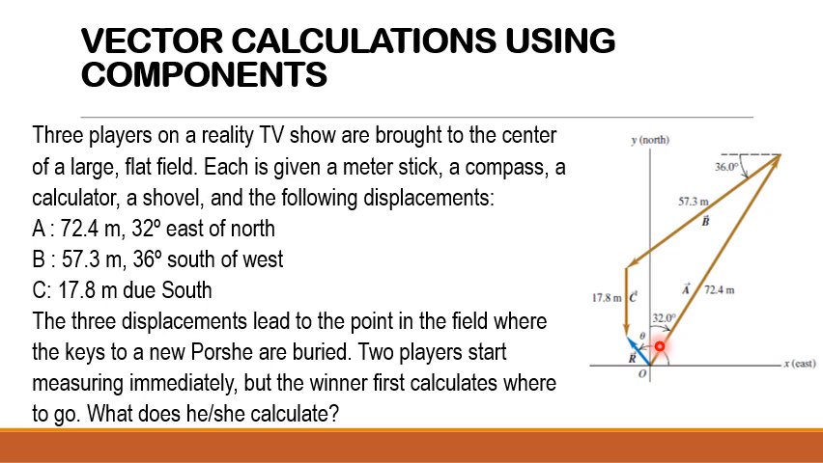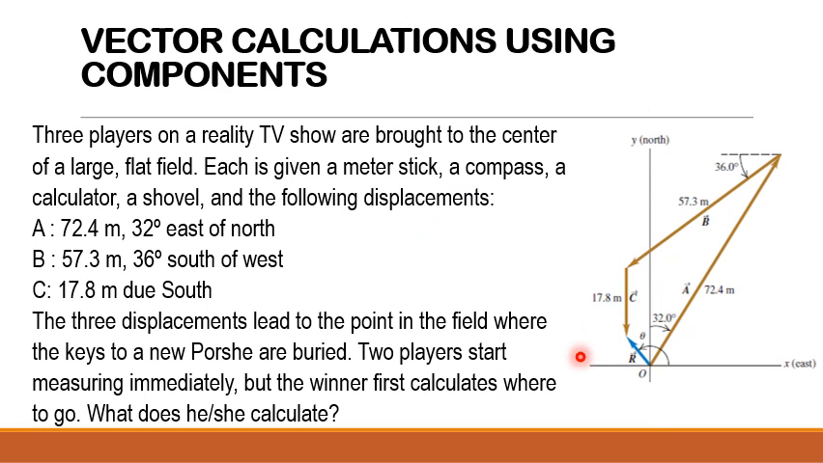Next, 57.3 meters as letter B. So we have to hypothetically make a Cartesian plane on top and locate 36 degrees south of west. That's located in the third quadrant. So here is the third quadrant. So 57.3 meters. And letter C is 17.8 meters due south. So it's not inclined. It's vertical, along parallel with the y-axis.